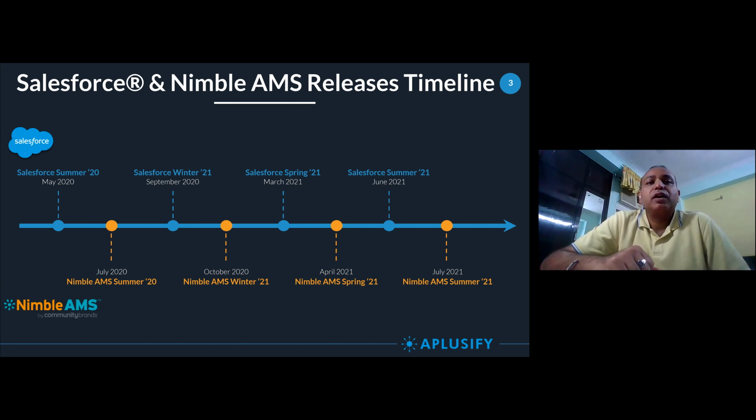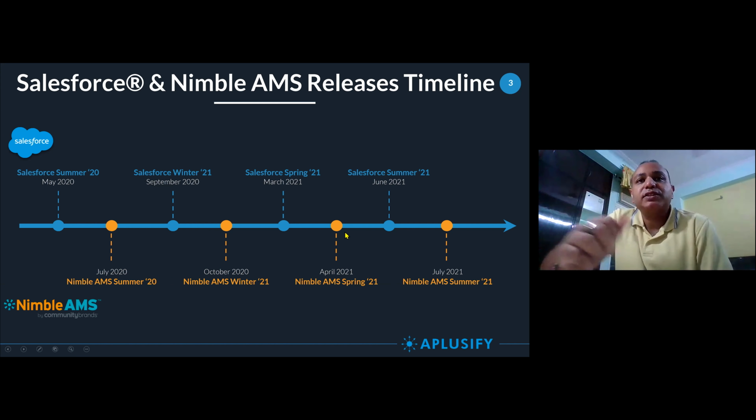Same with Nimble AMS: the Winter 21 version was released in October 2020. Moving forward, the same pattern applies for the spring release. Spring 21 for Salesforce was released in March 21, and the Nimble AMS Spring 21 release was done in April 21. Now, the latest Summer 21 release for Salesforce happened in June 21, and the Nimble AMS Summer 21 release was released in July 21. Right, so you can see this pattern.